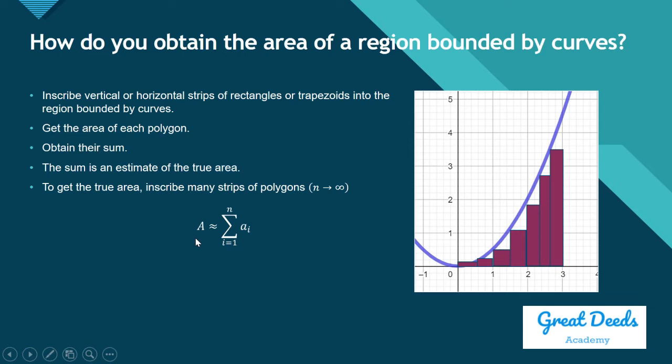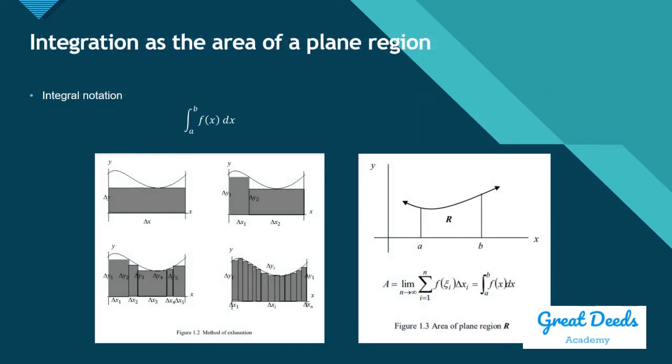And so this is how we can do it numerically. The area of the region that is bounded by that curve and the horizontal axis from 0 to 3 is approximately equal to the summation of the areas. But if you want to really get the true area, this is what you do: get the limit of the sum as n approaches infinity, as the number of vertical strips of rectangles approaches infinity. So that is basically the idea behind integration as the area of a plane region.